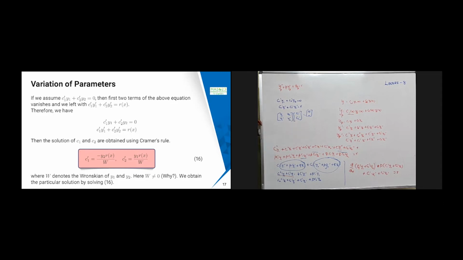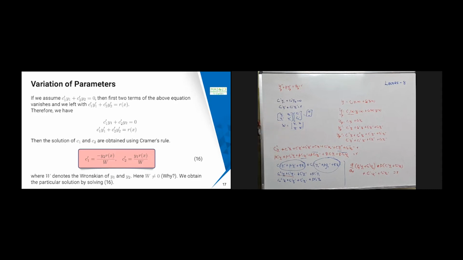We will obtain the solution if the rank of this matrix is equal to 2. If the rank of the matrix is 2, I can uniquely determine C1 and C2. This means the determinant of this matrix should not be equal to 0. What is the determinant of this matrix? It is nothing but the Wronskian. If you calculate the determinant, it is going to be the Wronskian, because the Wronskian definition is the determinant of Y1, Y2, Y1', Y2'. Therefore the Wronskian is not equal to 0, because Y1 and Y2 are linearly independent.